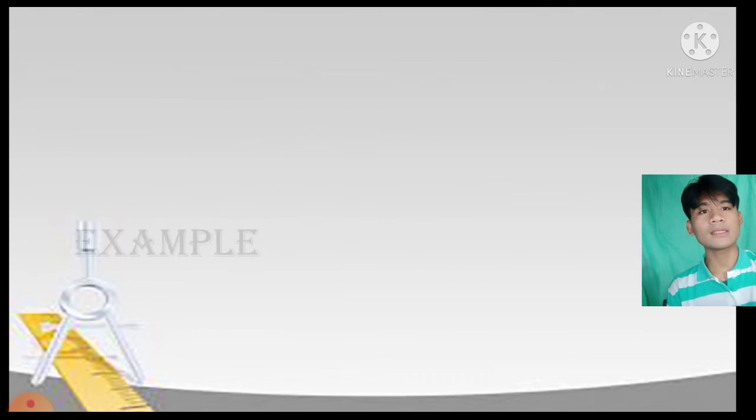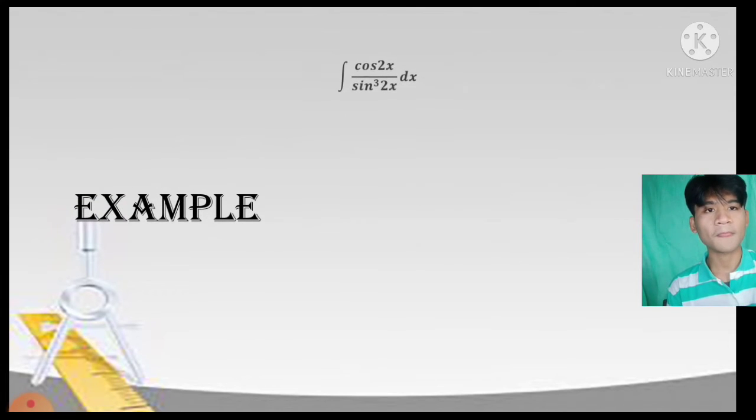Next example: how about the integral of cosine 2x all over sine cubed 2x dx?